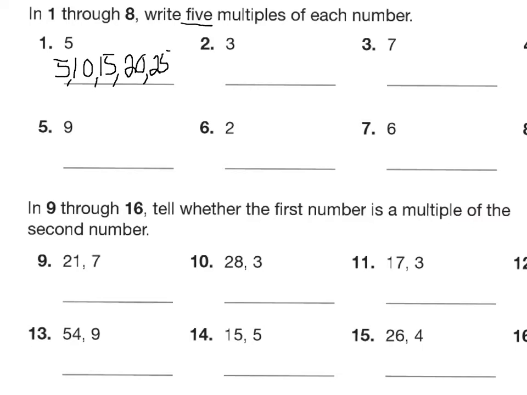Alright, for 3, I'm going to skip count again. For number 2, I'm going to skip count again. 3, 6, 9, 12, 15. Alright, for number 7, I'm going to multiply. 7 times 1 is 7. 7 times 2 is 14. 7 times 3 is 21. 7 times 4 is 28. 7 times 5 is 35.